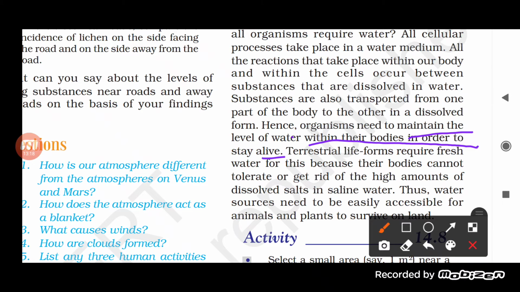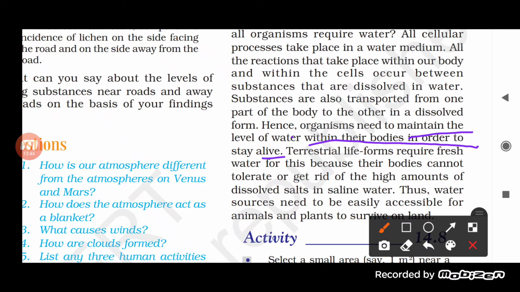You have seen, even the doctors and your parents used to say to drink a good amount of water, because that will help in the proper digestion of the food. So that's why water is really important. Then, terrestrial life forms require fresh water, because their bodies cannot tolerate or get rid of a high amount of dissolved salt in saline water.